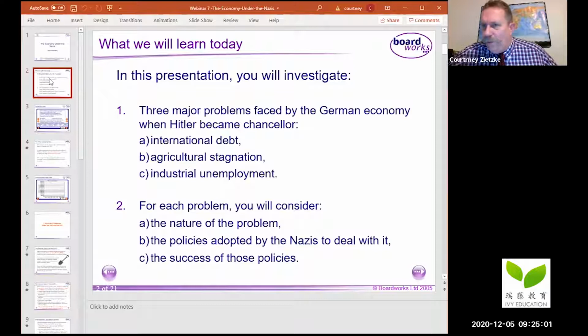Remember, after World War I, Germany was a wipeout. They were completely devastated. They had no industry. They had no jobs. They had high international debt, and they were made to pay for everything because of the Treaty of Versailles. Hitler comes to power, and all of a sudden, things started to get a lot better.